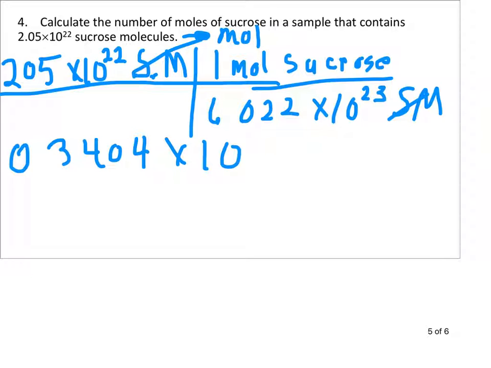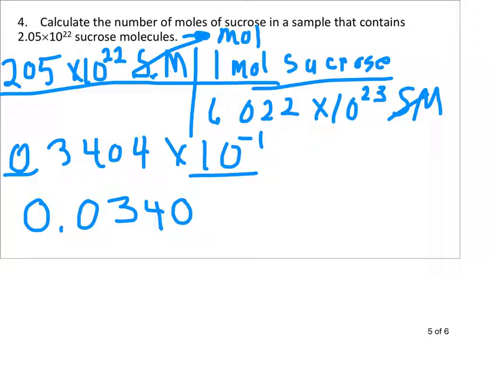Times 10 to the, this time we need to subtract the exponents, times 10 to the negative first. Because this is such a small exponent, rather than taking it into scientific notation, I think I'll just put it in standard form, which would be 0.0, moving our decimal back one spot. And we get to keep 3 sig figs, so it's 0.0340 moles of sucrose.